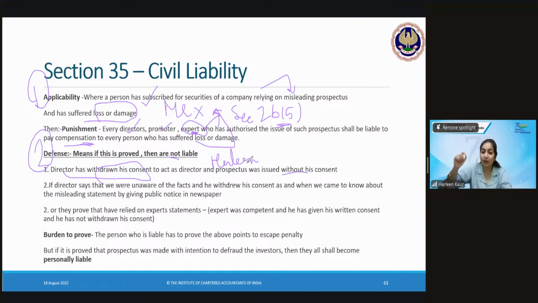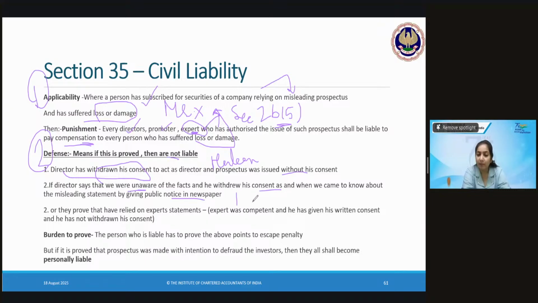A director has withdrawn his consent to act as director. I am no longer a director in your company. And this prospectus is issued without my consent. Will I be held liable? Yes or no? The answer is no. If the director says that we were not aware of the fact and we withdrew our consent as soon as we came to know by giving an ad in the newspaper.